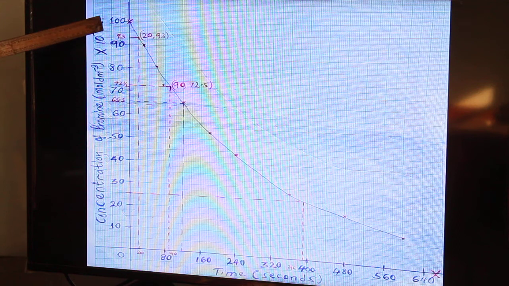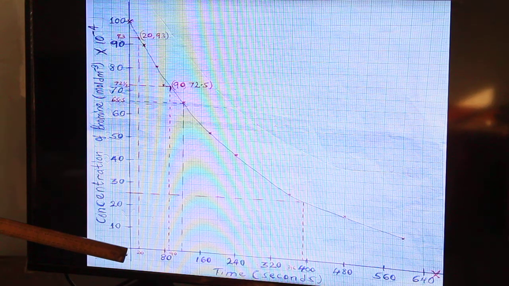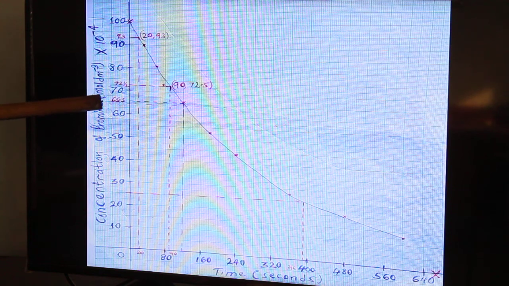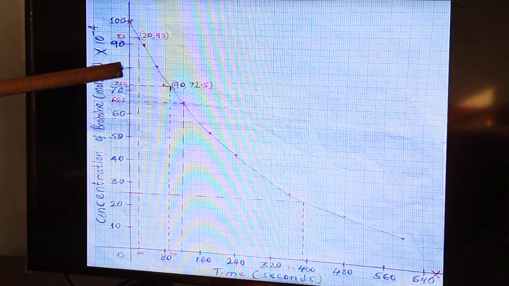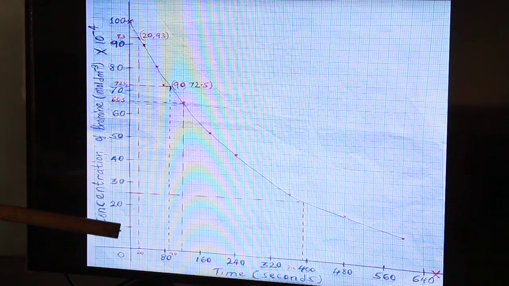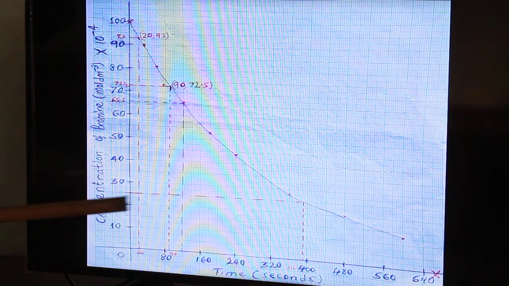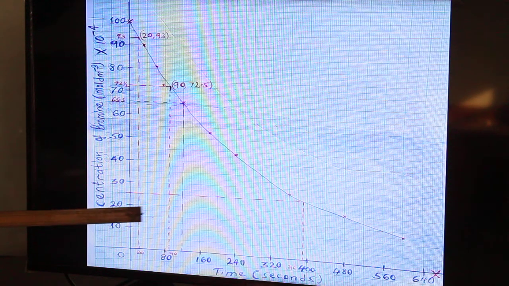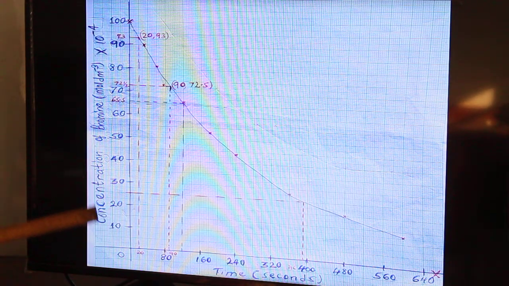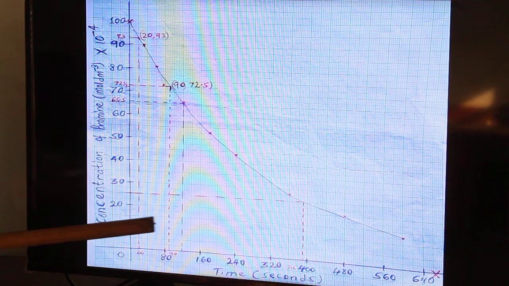When the concentration is 0.0100, the time taken is very short. When the concentration is around 0.0800, you'll find that the time taken is 80 seconds only. As the concentration reduces, the time increases. Look at a low concentration, around 0.008. The time taken is over 560 seconds. So from this graph, we can see that as the concentration decreases, the time taken increases.